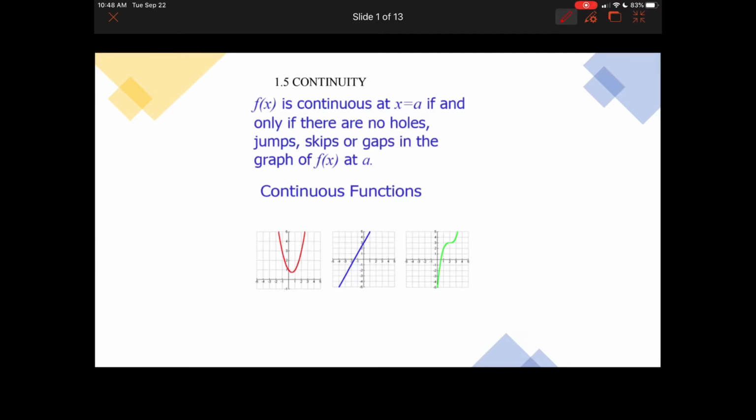A function's continuous at a specific point A, if and only if we have no holes, skips, jumps, gaps, asymptotes at A. So a nice rule is that we say, if I can draw the graph without actually lifting my pencil, that graph is continuous. So for all of these, we recognize that we have continuity at all 3 points, or for these examples, for every x value.